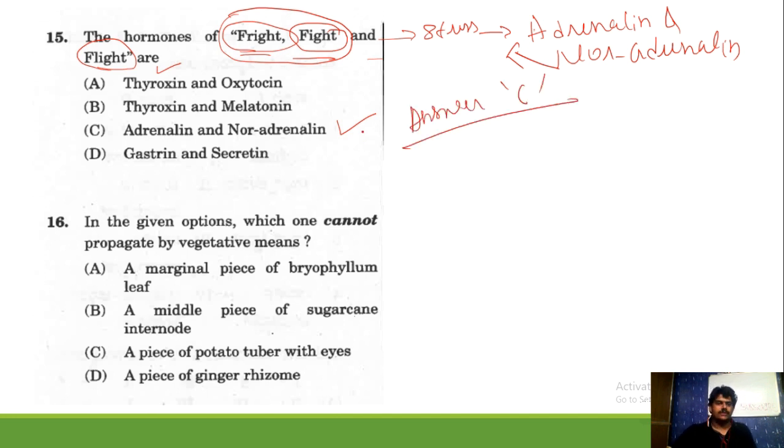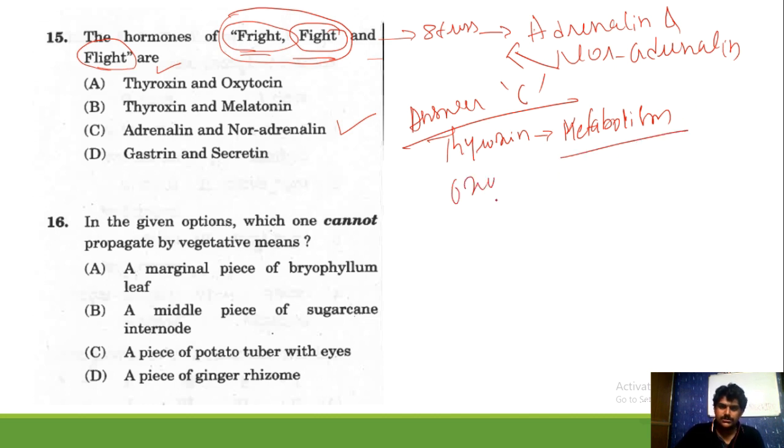Okay, fine. So then we will learn what the other options do. This is very important, right? Thyroxine and oxytocin. Thyroxine is a hormone released through the thyroid gland, which maintains the metabolism or metabolic rate.